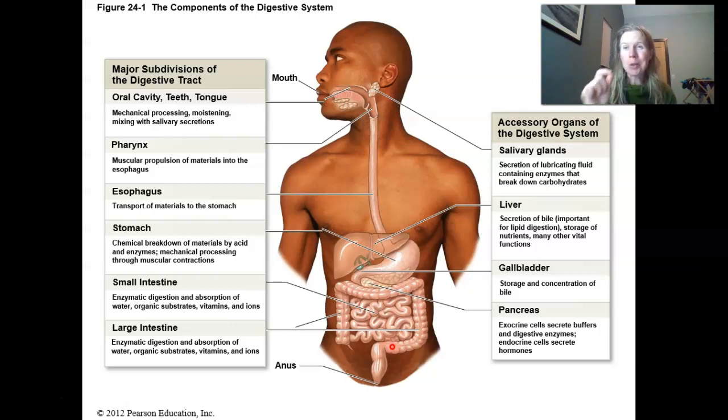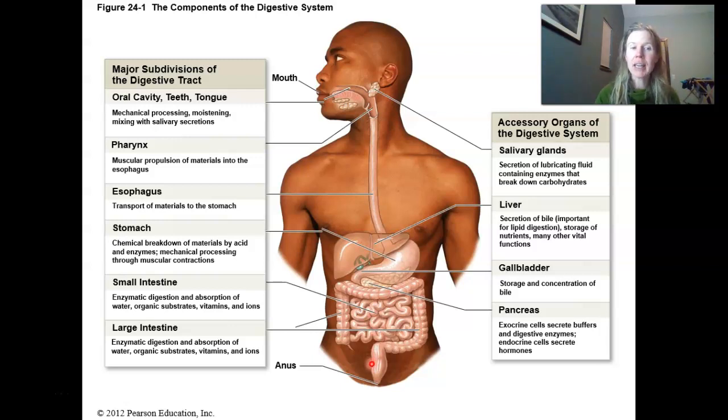Number one, most important thing that the digestive system does is the absorption of nutrients, right? Everything else it does is pointless unless we have a way to actually get those molecules across the epithelium. Most of this is going to take place in the small intestine.